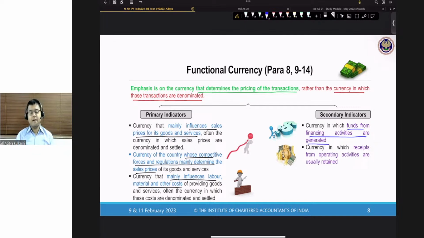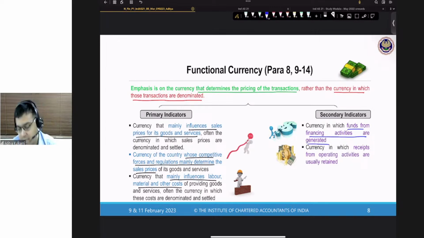Or are you taking a borrowing? So all these items are an indicator, a secondary indicator. If your primary indicators do not give you evidence, you move to the secondary indicator, the currency in which funds from financing activities are generated. So once this is done, you will be able to decide which is my functional currency. Sir, I have not taken any borrowing, I have nothing, nothing is there.